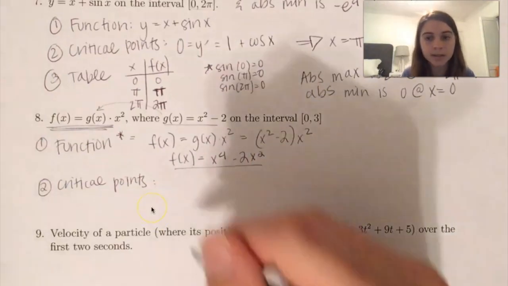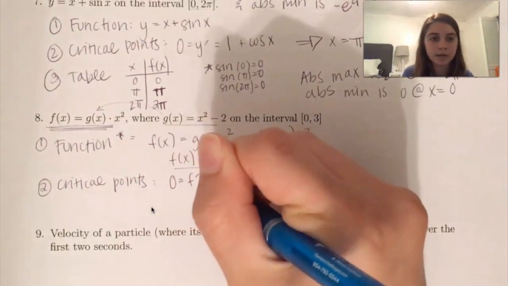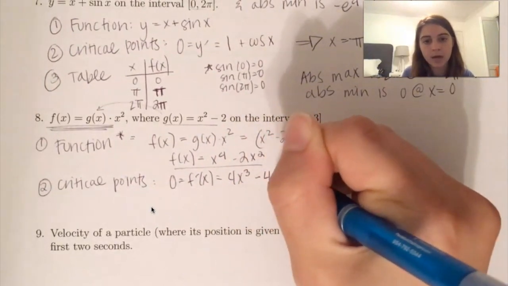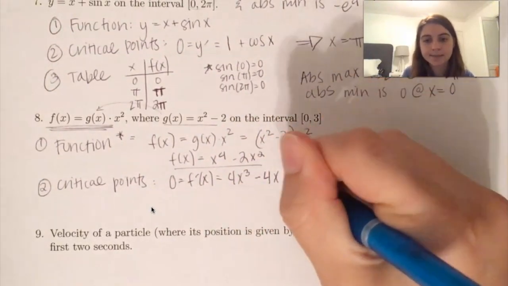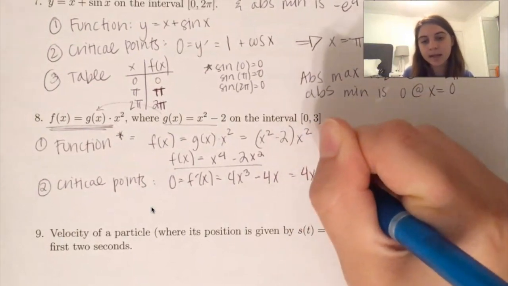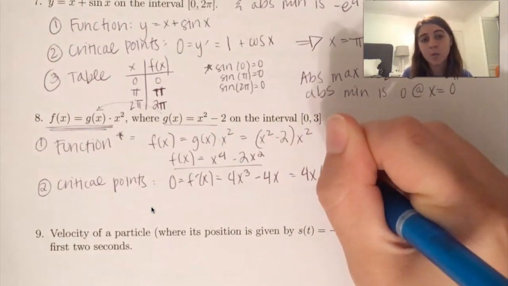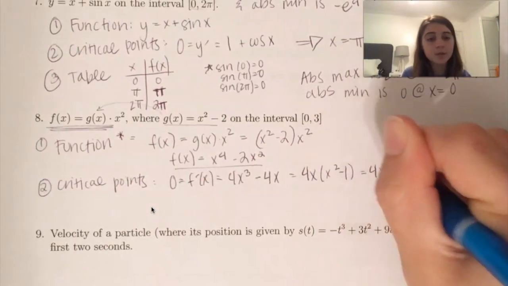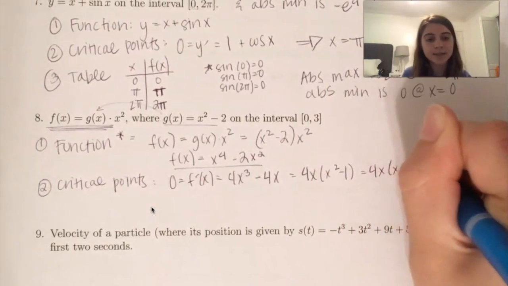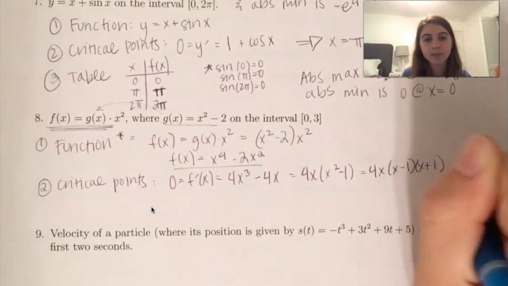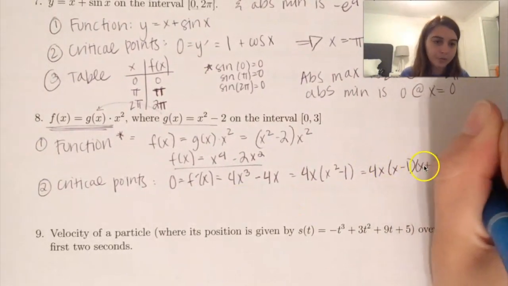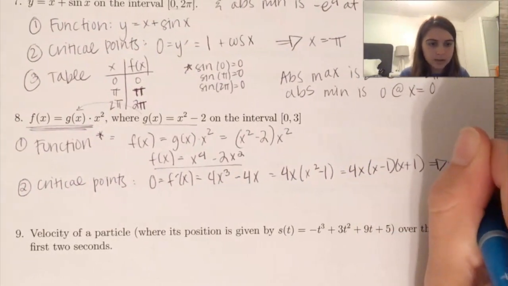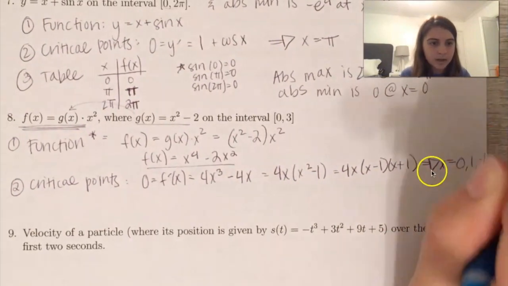Okay, critical points. 0 equals derivative 4x to the third minus 4x. We're going to take out a 4x. We get x squared minus 1. And that's a beautiful difference of squares. I've always liked those. x minus 1, x plus 1. So now all 3 of these give us critical points. x equals 0, 1, and negative 1.